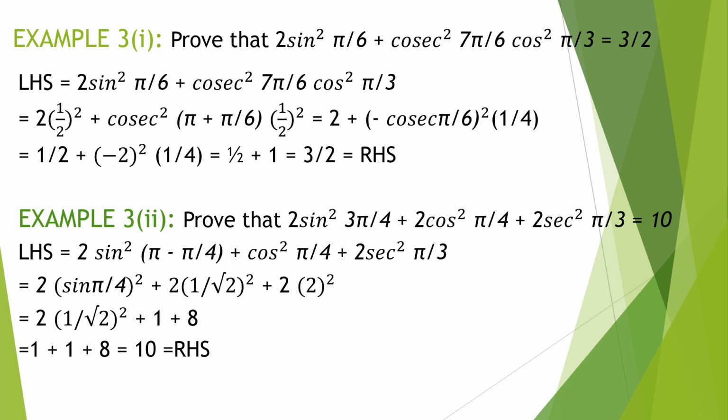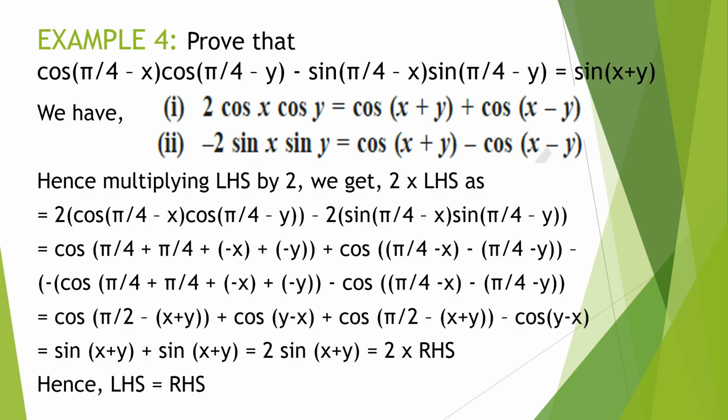Now sine of pi minus pi by 4 will be equal to, we know that if we have pi, then the trigonometric function will not change. If it is pi by 2, it will be the opposite function. So sine of pi minus pi by 4 is sine pi by 4, and since it is in the second quadrant, sine is positive. So sine of pi minus pi by 4 is sine pi by 4 and the square of that. So 2 into (1 upon root 2) whole square plus 1 plus 8, putting the values, we get the right hand side as 10.